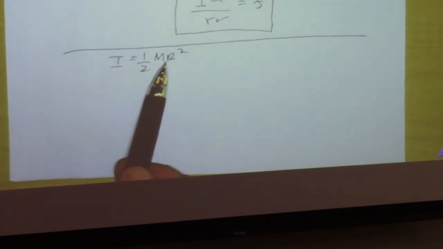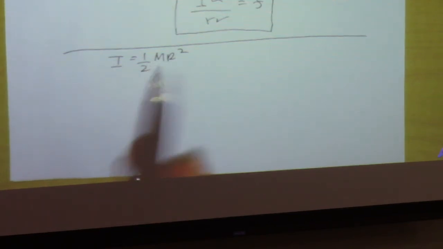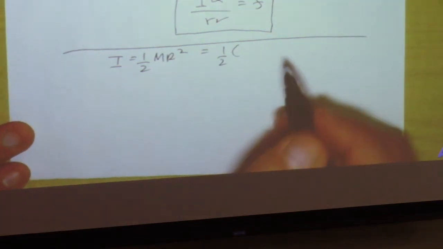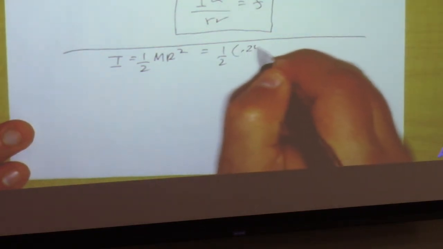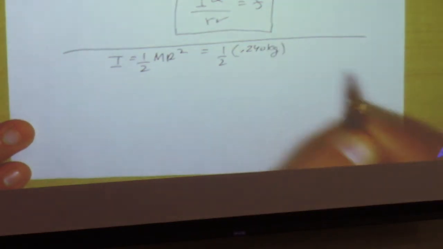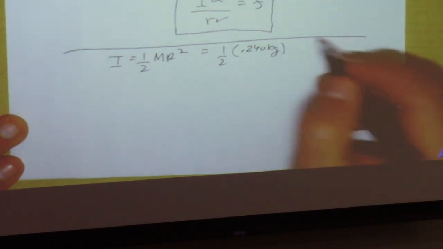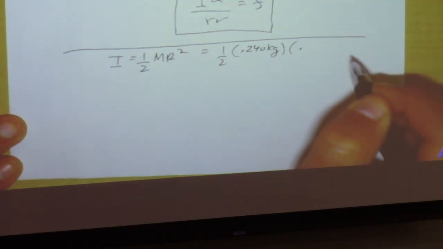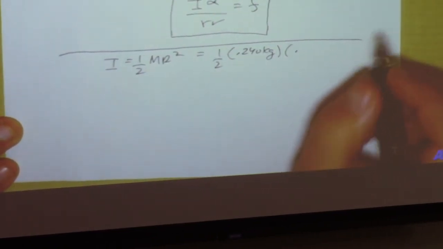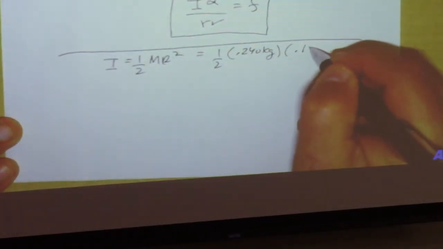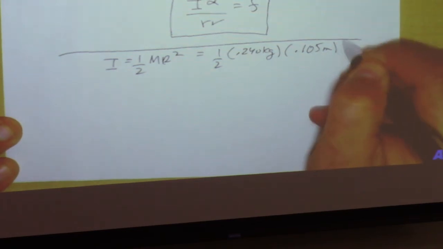In the previous problem, they gave this whole thing to us. Here we can actually calculate it. So 1/2, the mass is 0.240 kilograms, right? Change it into kilograms. And then we know the diameter of it is 21, so this has got to be 10.5 centimeters for the radius, right? So 0.105 meters. And then don't forget to square it.